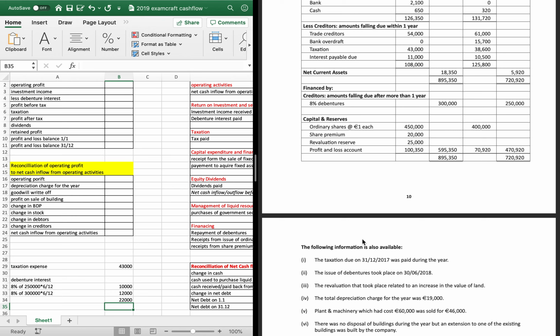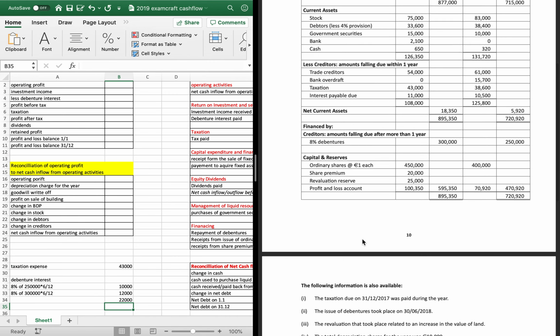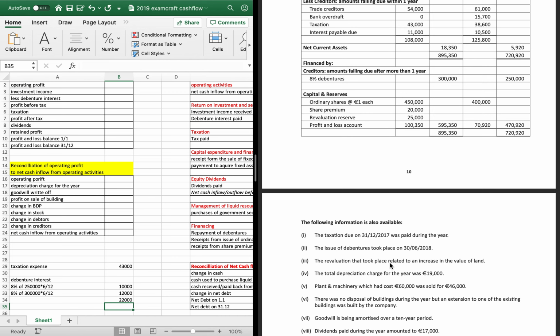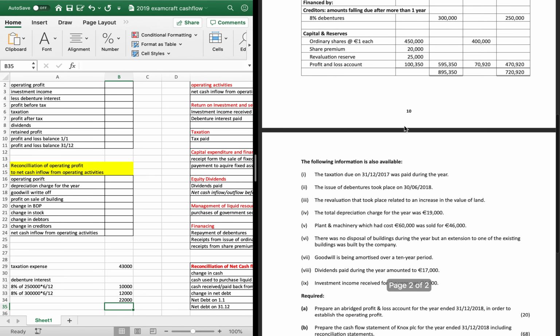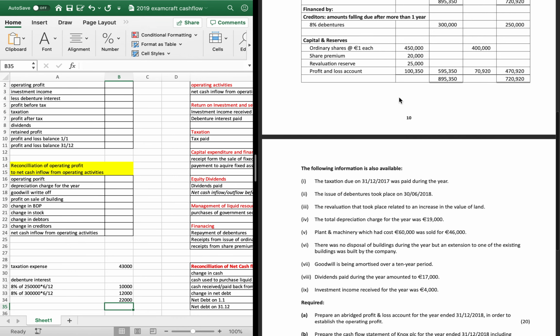So next one then, revaluation took place in relation to an increase in land. So I have never seen that before. So we'll just have to leave that there for the time being. Okay, so let's see what this revaluation is about.